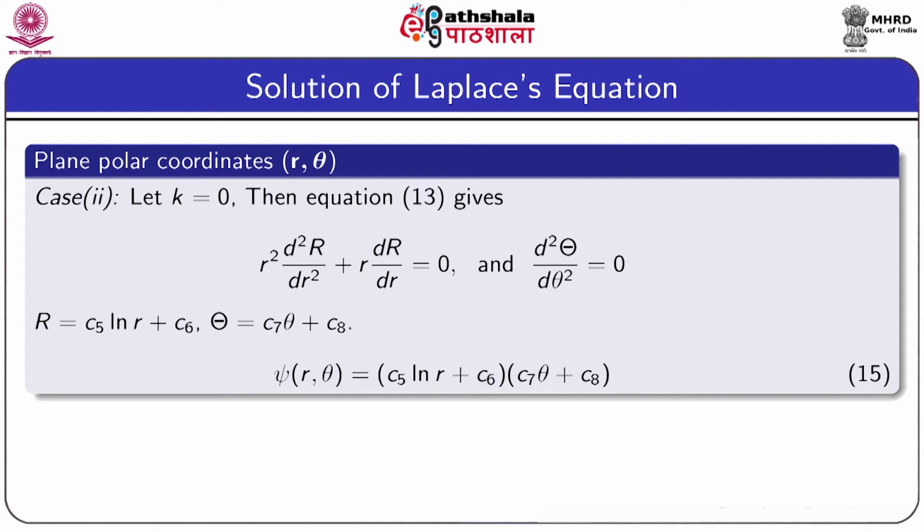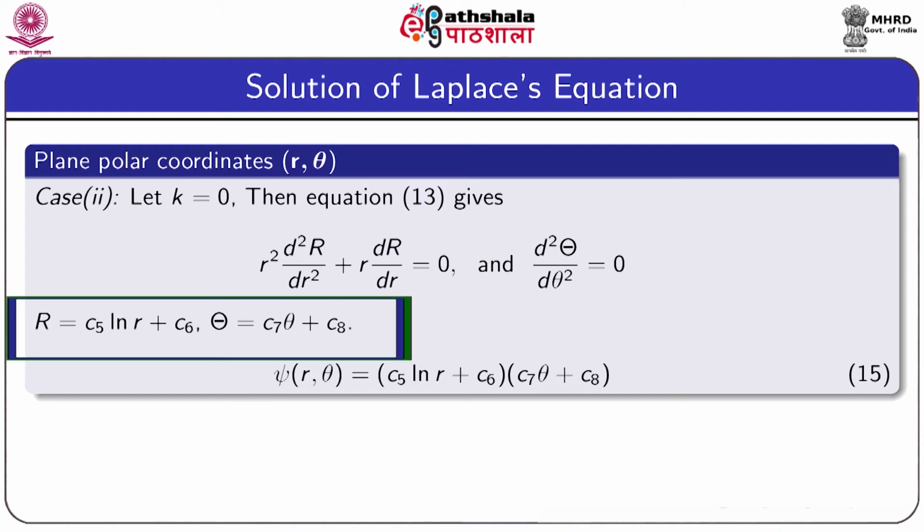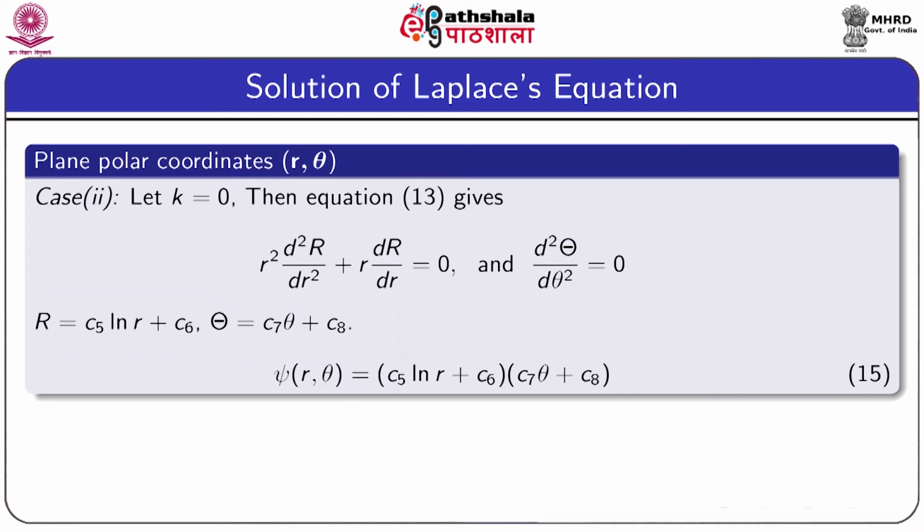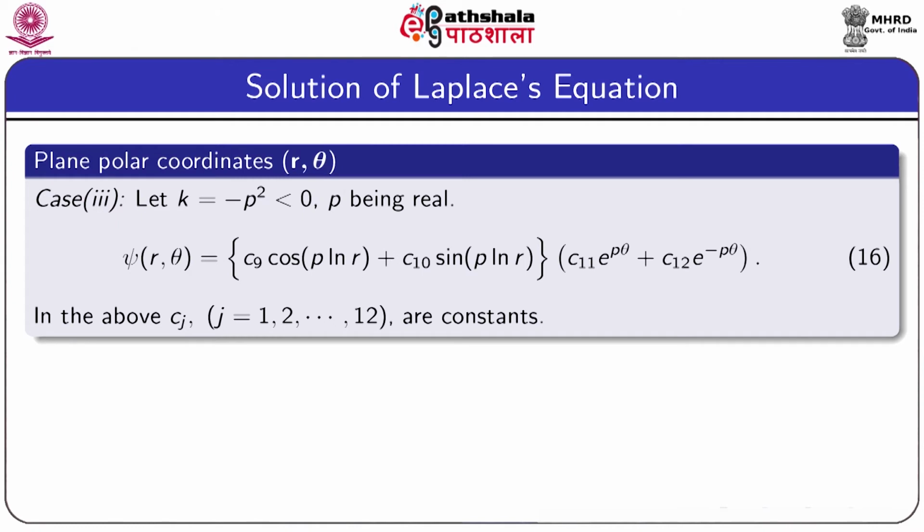Now for the second case we are assuming k as 0. In a similar way we can prove that the expression for capital R is C5 log r plus C6, theta is C7 theta plus C8, and consequently psi becomes C5 log r plus C6 into C7 theta plus C8. Now for the case when k is less than 0, the solution is written in equation number 15. So for polar coordinates, the solutions can be written in 3 different forms, which are written in equation number 13, equation number 14 and equation number 15, and in all these expressions, the Cj's, j equals 1 to 12, are constants.